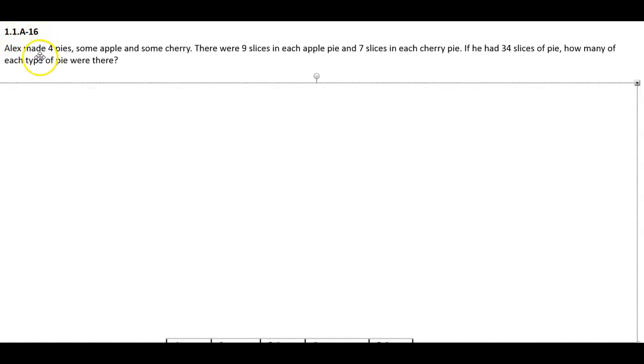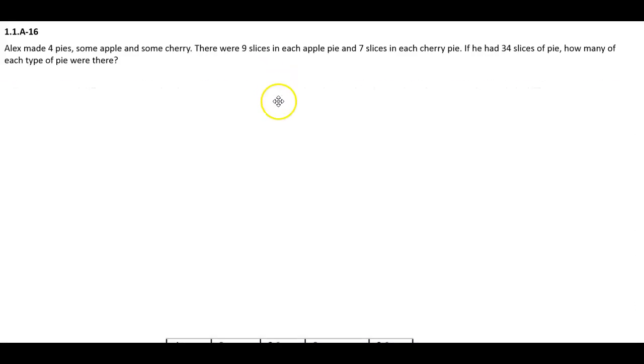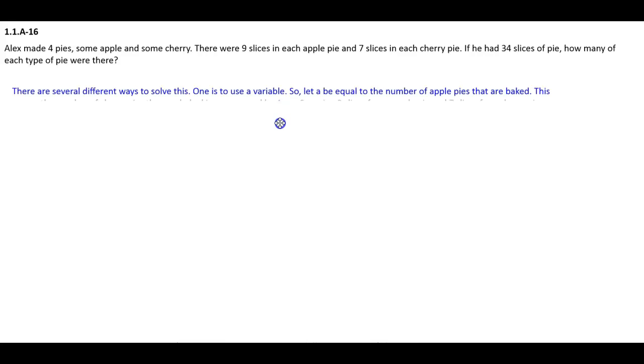1.1.A-16. Alex made 4 pies, some apple and some cherry. There were 9 slices in each apple pie and 7 slices in each cherry pie. If he had 34 slices of pie, then how many of each type of pie were there?